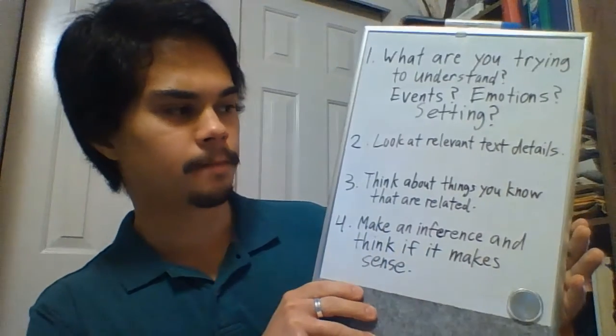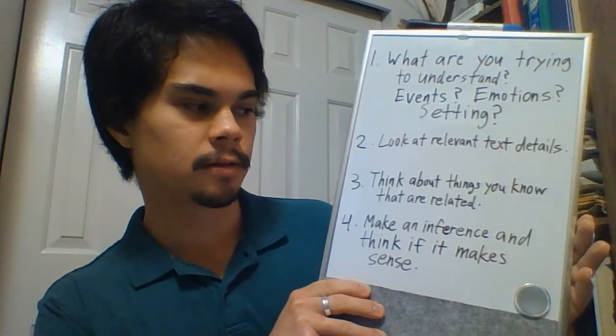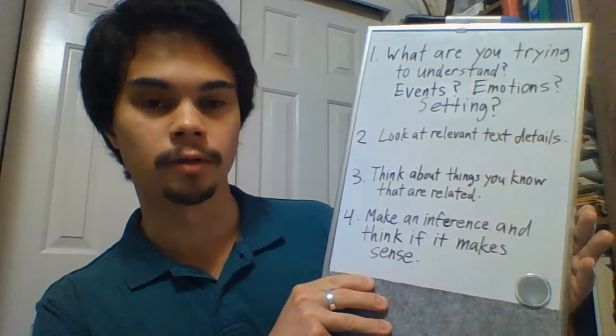Step 3, think about things you know that are related. So think about when you've been around bikes. You wear a helmet. Have you ever been around a bike and asked someone to hold on to it?